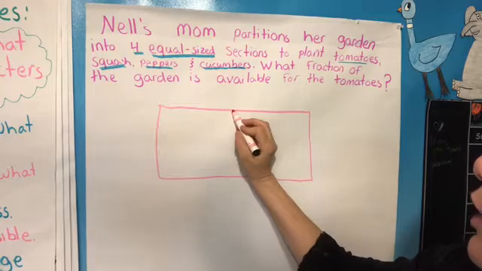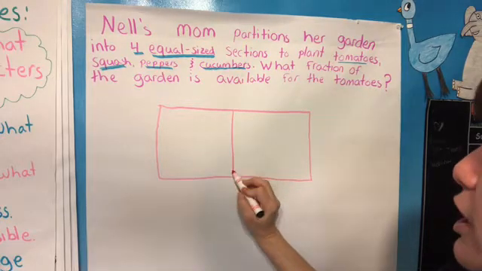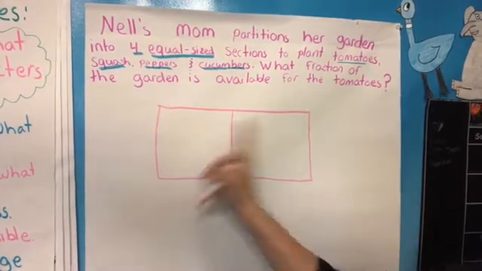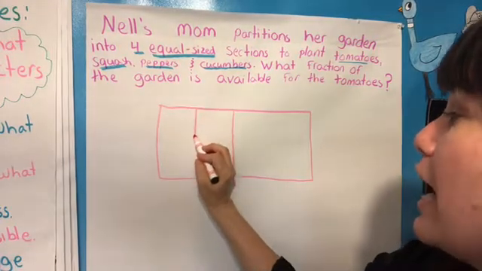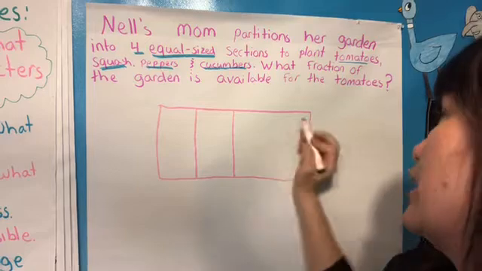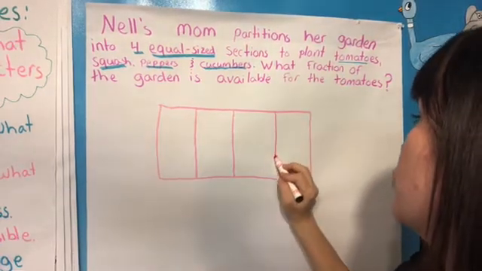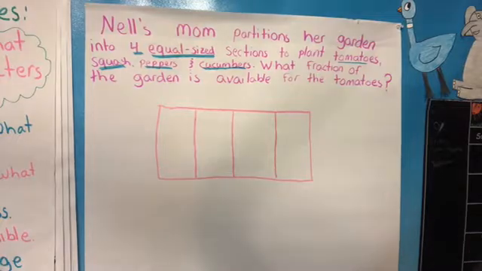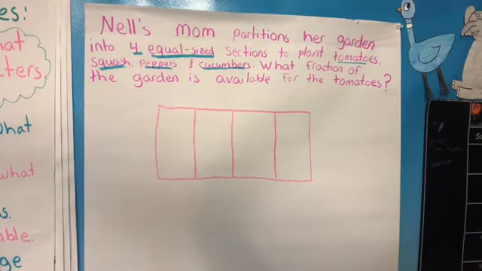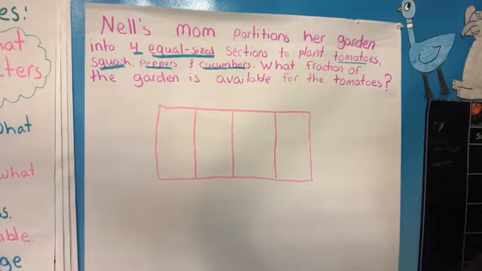So I am going to partition it first in half. So now I have 1 half and another half. And I'm going to partition each of those halves into halves. So now I have 1, 2, 3, 4 equal-sized pieces. I know that those pieces are not completely equal. I know that because I just estimated and I didn't use a ruler, but that's okay.